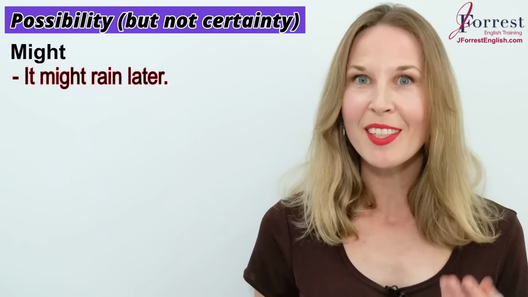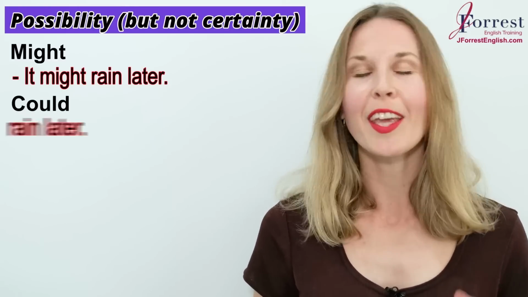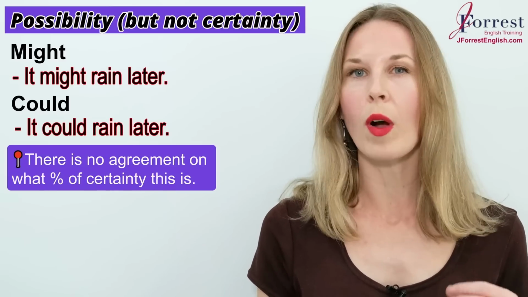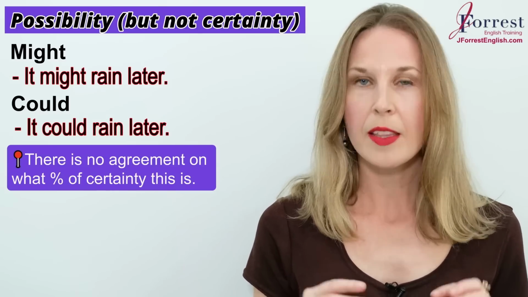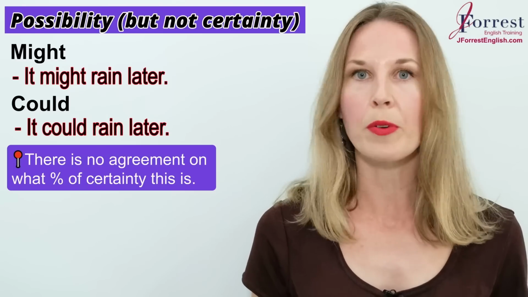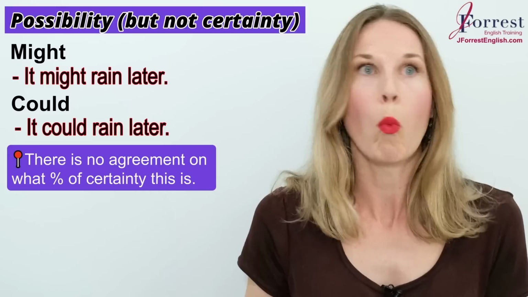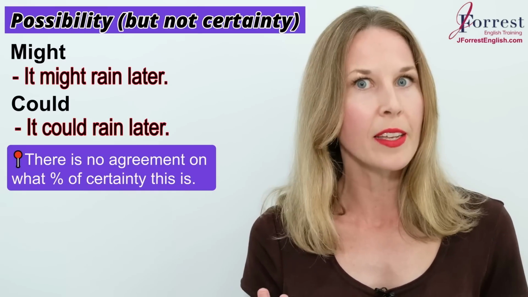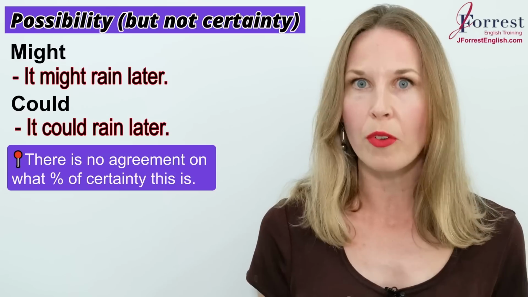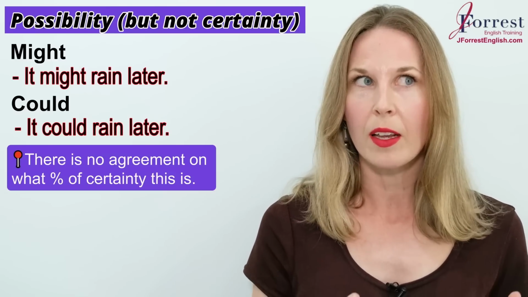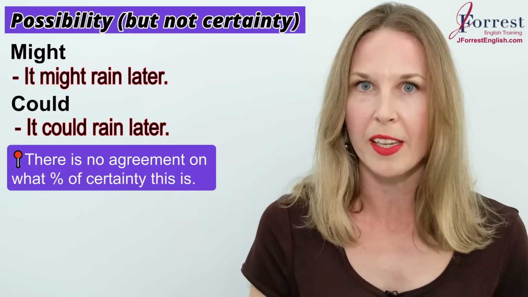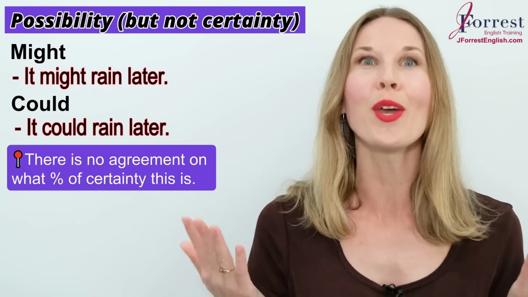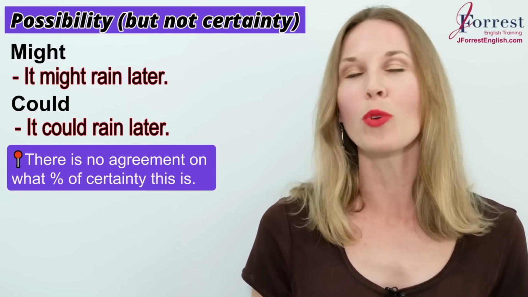Let's talk about possibility, but not certainty. Might, it might rain today. Could, it could rain today. Keep in mind, there is no agreement on what percentage of certainty that might and could represent. So it might rain. What is that? Is that 40% chance of rain, 60%, 80%? There is no general agreement. It depends on how the speaker interprets it. So you would just have to ask the person, well, how likely is it? Should I bring an umbrella? And the same goes for could.